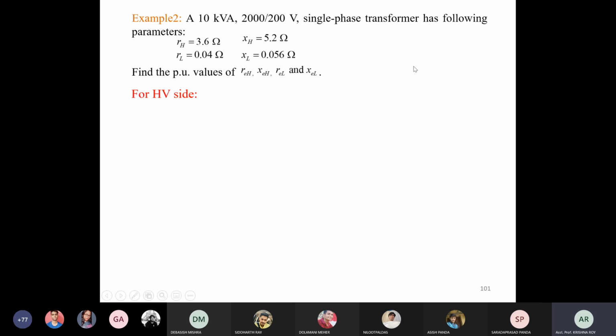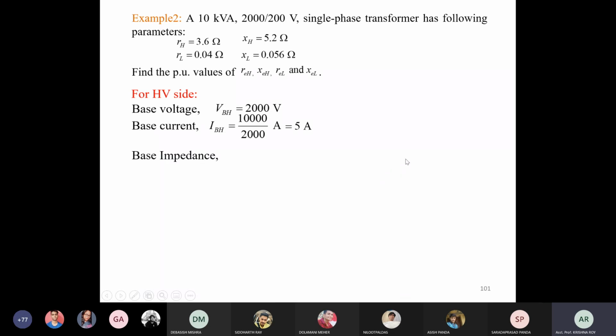That means you have to calculate the equivalent resistance from high voltage side and from low voltage side, as well as the equivalent reactance from both sides. Okay, that is the problem. Let us consider the high voltage side first. For the high voltage side, base voltage VBH is 2000 volt. Base current you have to calculate using this power rating and voltage rating. So that is 5 ampere.